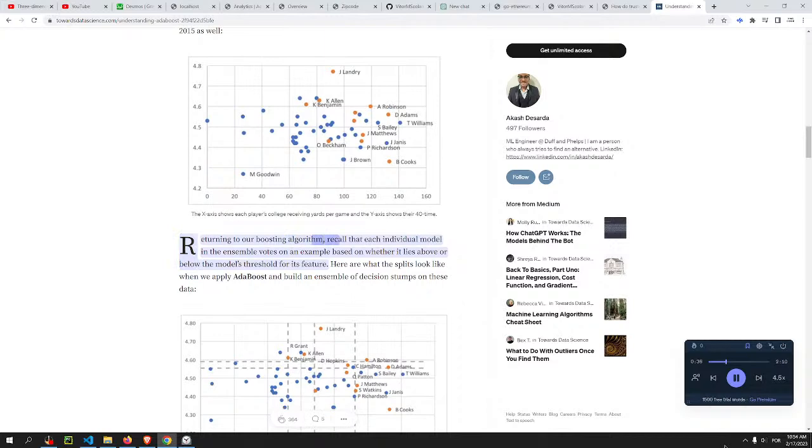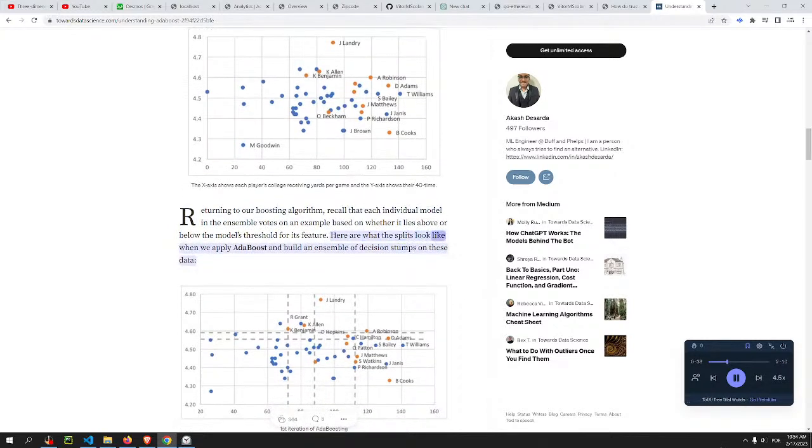Returning to our boosting algorithm, recall that each individual model in the ensemble votes on an example based on whether it lies above or below the model's threshold for its feature. Here is what the splits look like when we apply AdaBoost and build an ensemble of decision stumps on this data. First iteration of AdaBoosting.